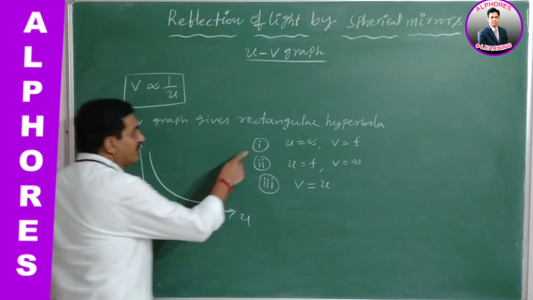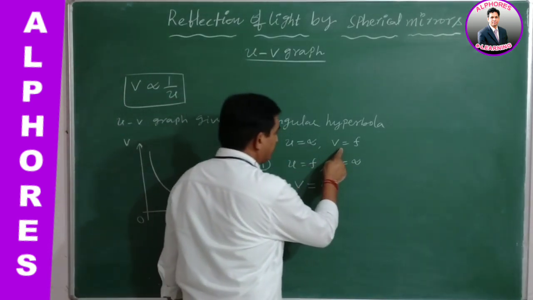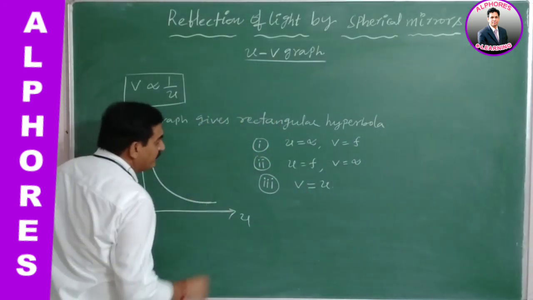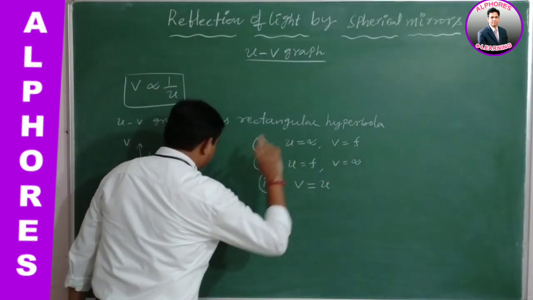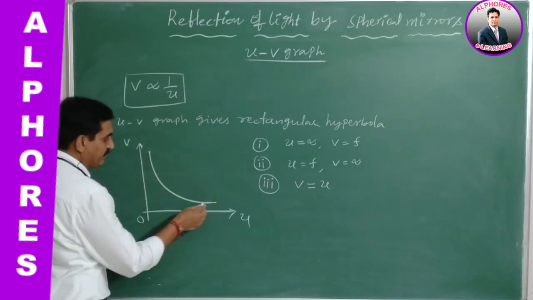Now, case 1 we already discussed with the diagram, where the object is at infinity, the corresponding image is at focus. If you see this graph, U is infinity and V is at focus, the image is formed at the focus point. See here, the image is formed at the focus point.